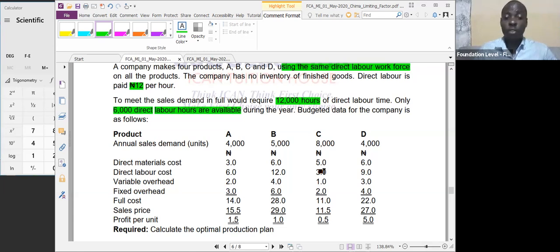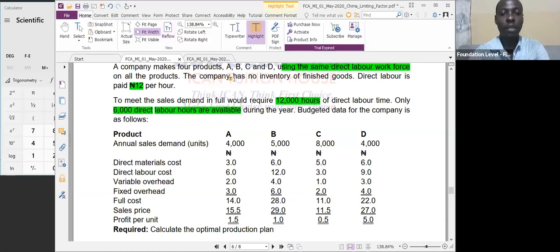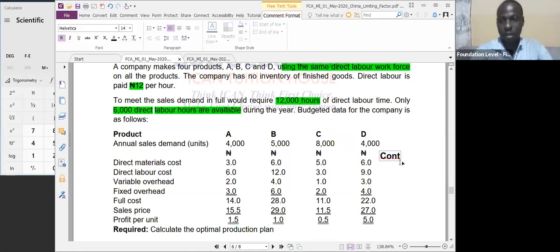Now we are asked to look for the optimal production plan. What do you need to do? Remember your steps. First thing to do here is to identify the contribution per unit. So what do we do in contribution per unit? We are not given contribution per unit here. How do we do it? Our contribution is going to be, right here, contribution. We write it down there. Contribution, reduce the size.